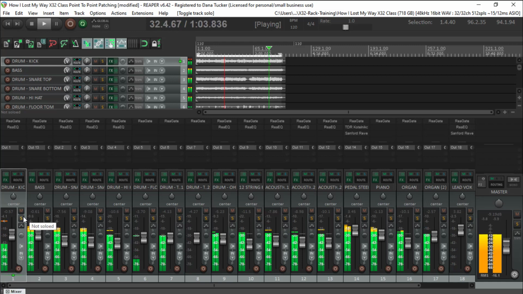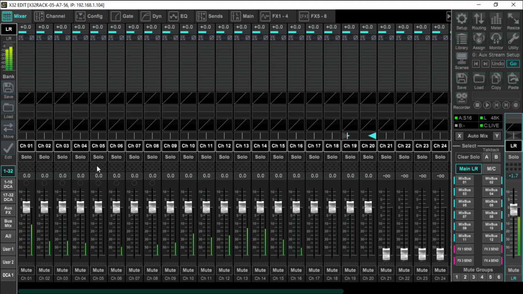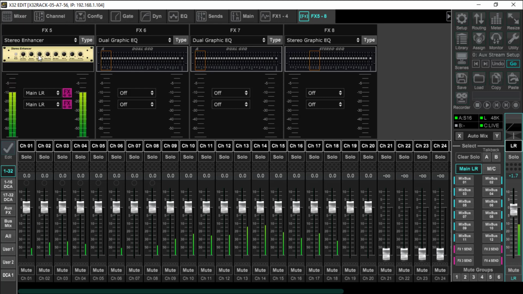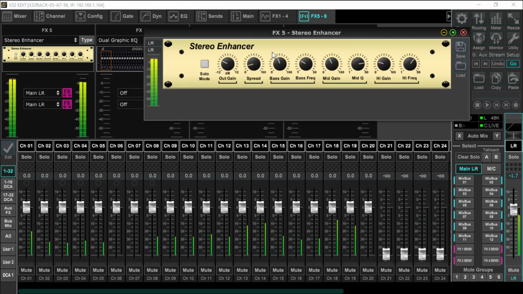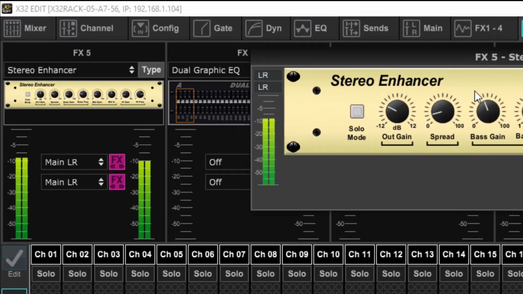So let's go ahead and jump into X32 Edit and let's look at our routing. And this is it. As you can see, all my faders are at 0. Now the only FX I have going is I'm using the stereo enhancer. Okay? So let's listen to this now as we come up, and we'll see what this one plugin coming on the master left and right out sounds like.